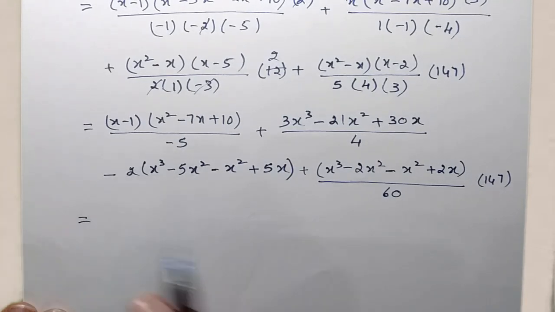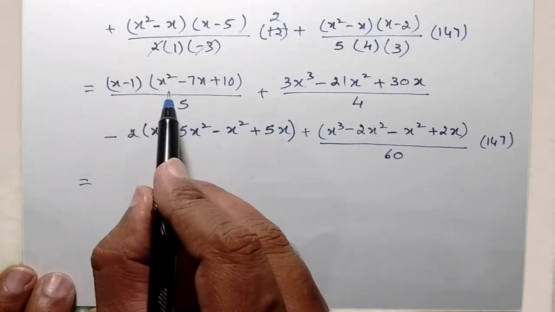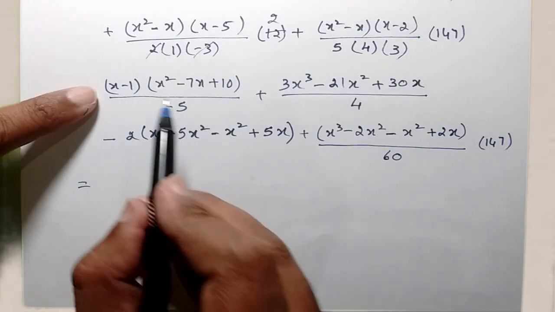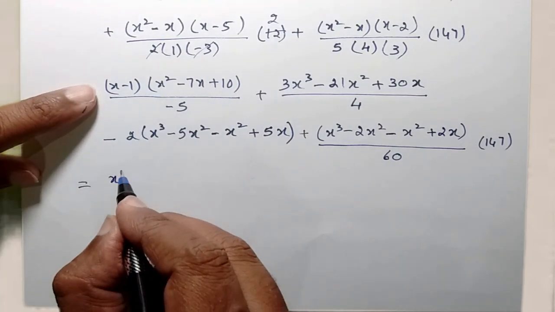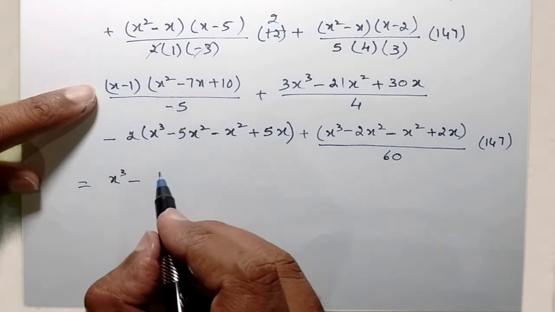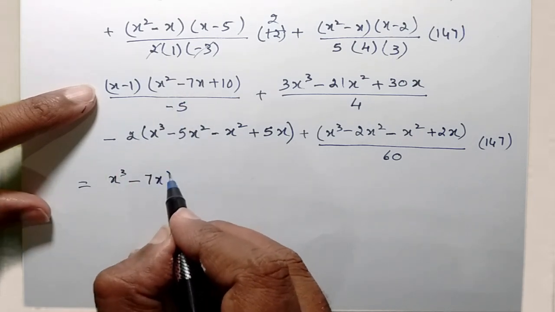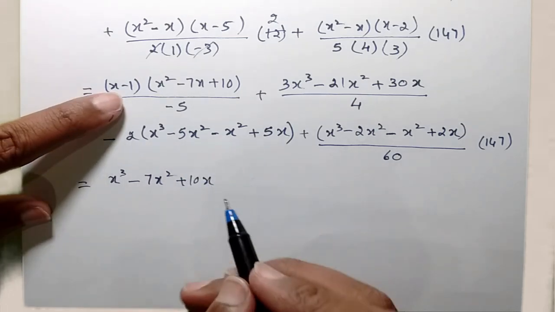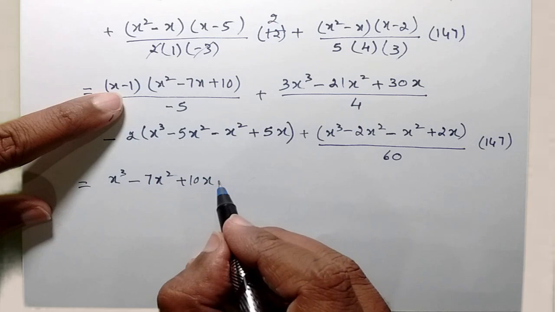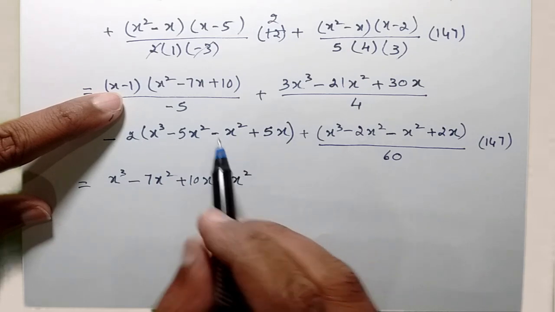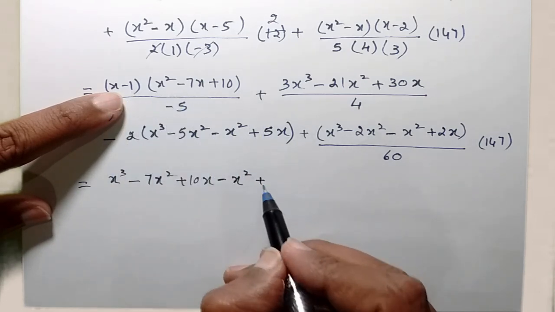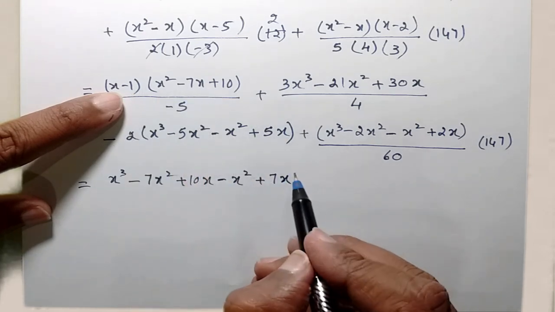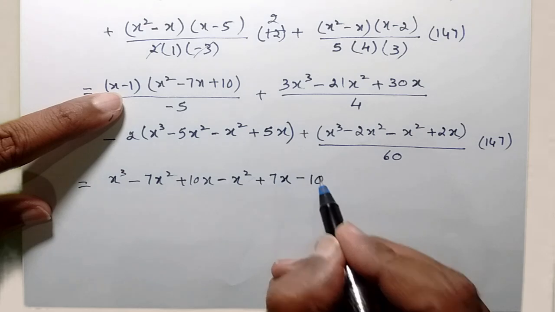So further I have to multiply this x minus of 1 with x square minus 7x plus 10. So first I will multiply this x. X with x square will become x cube. Then x with minus 7x will become minus 7x square. X with plus 10 will become plus 10x. Again minus 1 you have to multiply. Minus 1 into x square will become minus of x square. And minus of minus will be plus. So 1 into 7x will be 7x. Minus into plus will be minus. 1 into 10 will become 10.